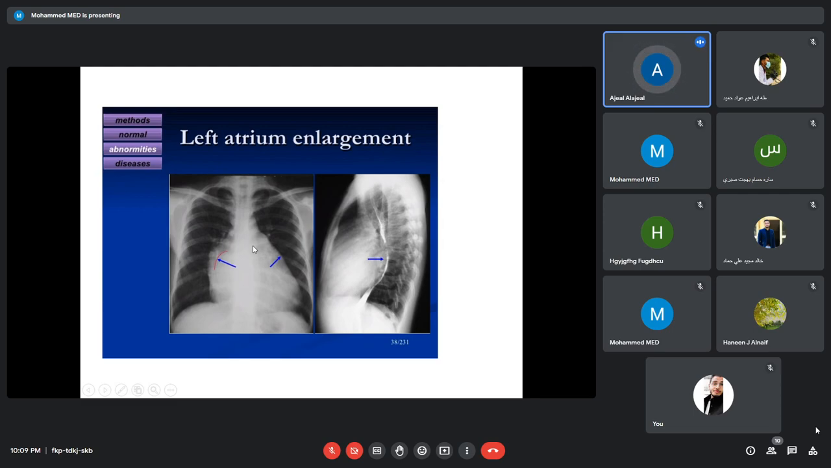This is the pulmonary artery, your arrow now on the pulmonary artery. Yes, this is the pulmonary artery, and of course, the pulmonary artery is likely to be prominent because the pressure will be high. Next slide, please.